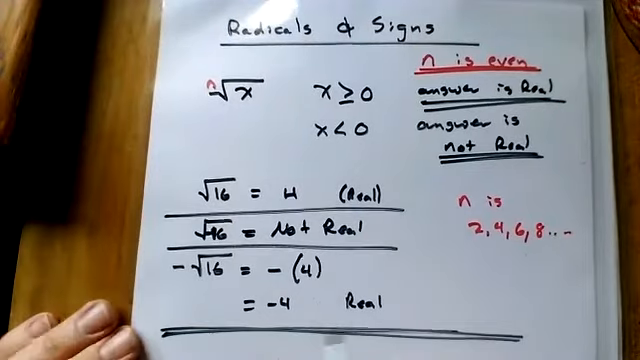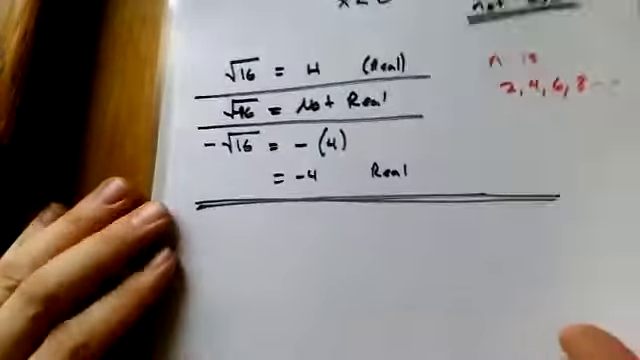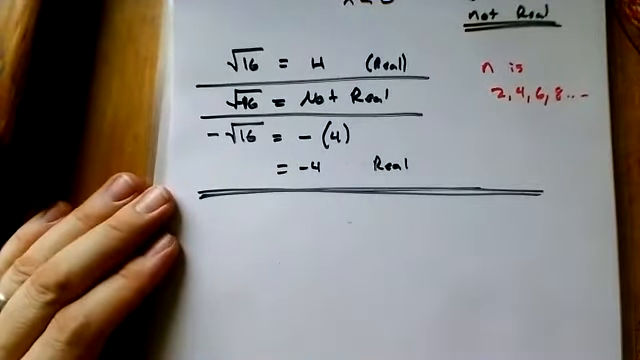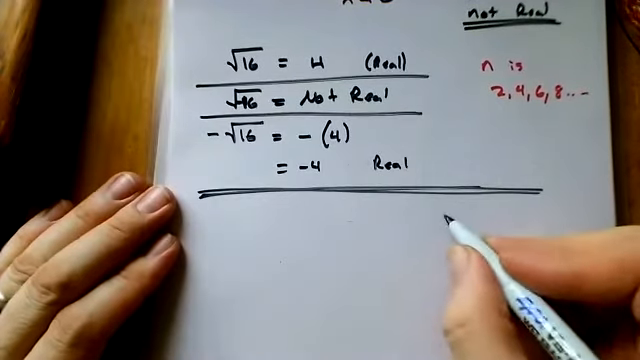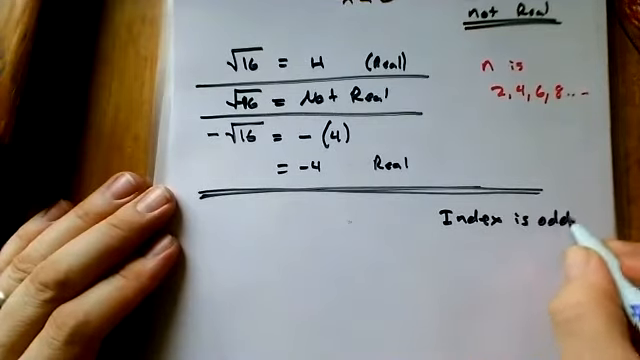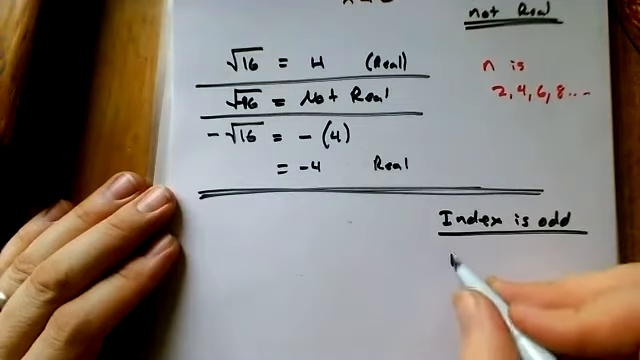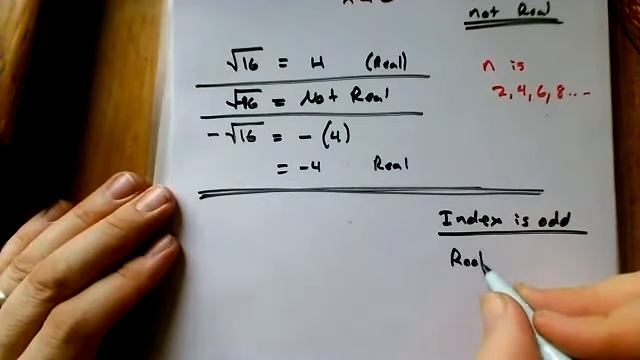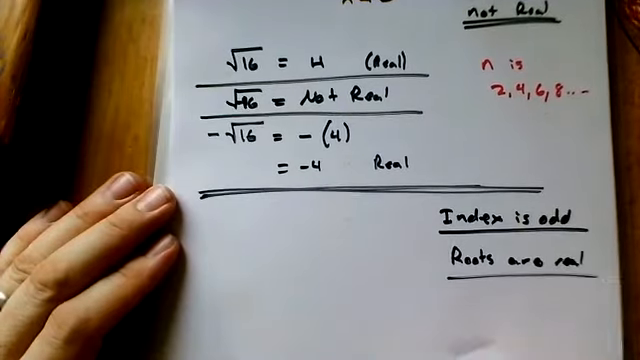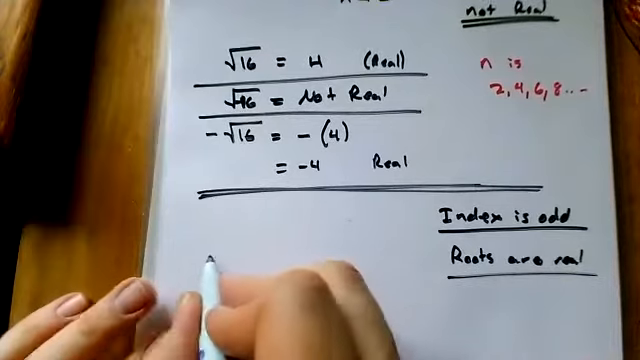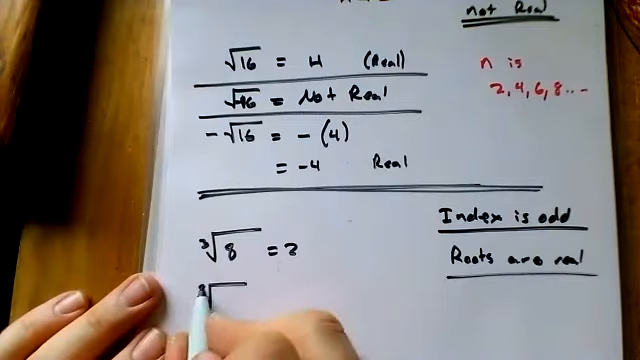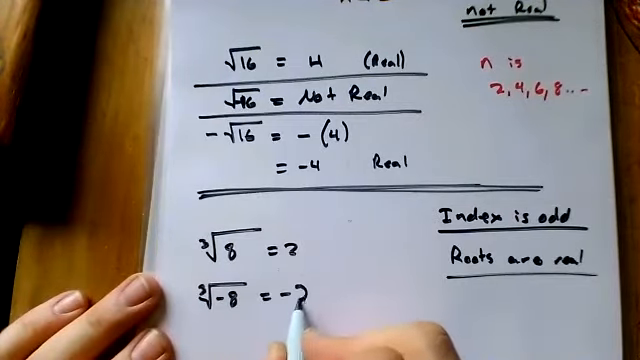Now, the next thing, though, is what happens with our odd roots. Well, if the index is odd, then all of the roots are real. And they're going to match the same sign. So say I've got the cube root of 8. Oh, that's just 2. Cube root of negative 8. Oh, that's just negative 2.